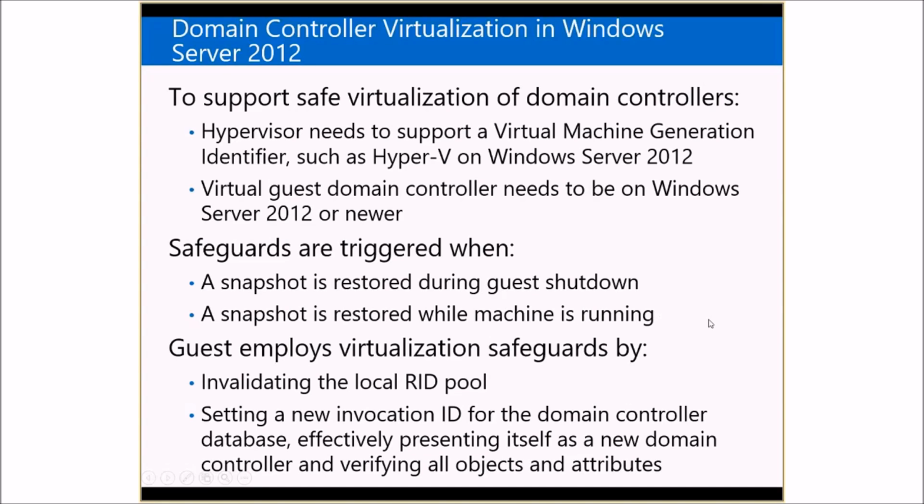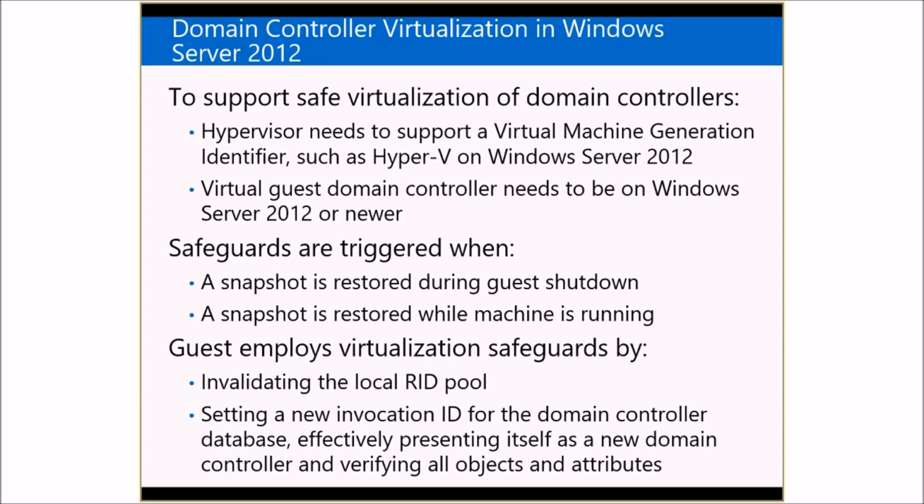It employs virtualization safeguards. You know how we talked about the RID pool just before? If I was a domain controller and I went back in time for a snapshot, these safeguards say that the first thing I'll do is invalidate my local RID pool, which means it doesn't matter if I've still got 1,000 RIDs or 6,000 RIDs to use in my RID pool, I'll just throw it away. That prevents any chance of actually reusing the same RID again, causing that conflict that we were discussing.